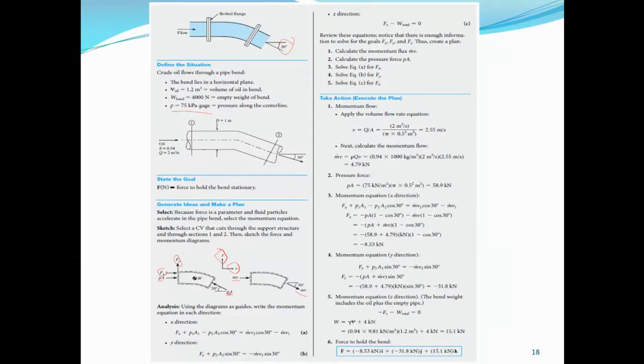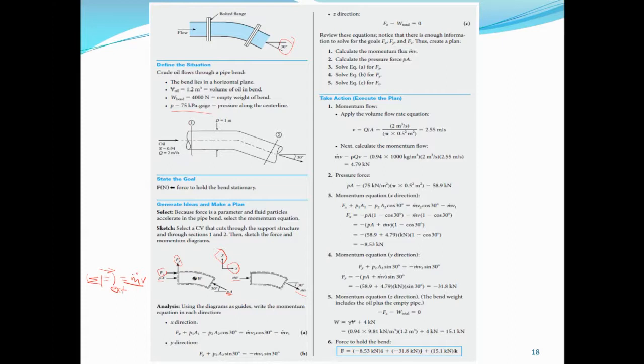Now, analysis. Using these diagrams as guides, we write the momentum equation in each direction, and all we need to do is to resolve the forces in X, Y, Z. So in the X direction, we are applying the resolution. All we are doing is applying Newton's second law of motion: the vector sum of all the external forces is equal to the rate of change of momentum.